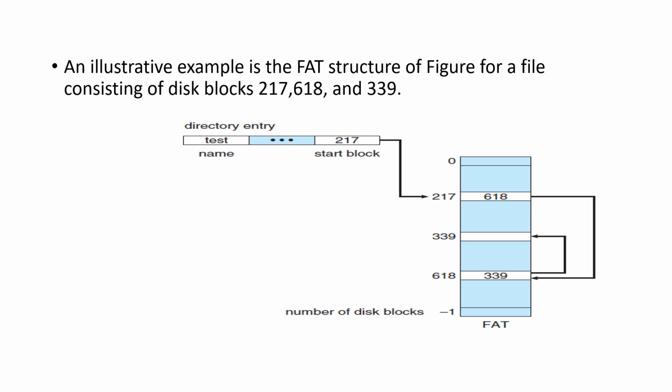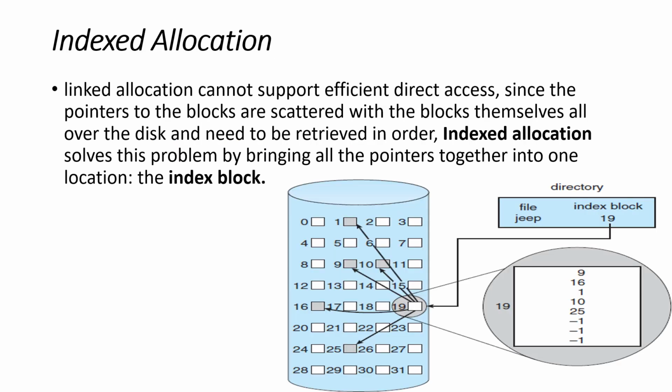This is the example of the file allocation table. See here, the directory name is test, and the starting block is given here. Inside the starting block we can find an index number, 618, and when you go there we can find another index number, 339, and like that it goes here and there. When you find -1, it indicates that it is the end of the directory, so it completes there. And the last method is indexed allocation.